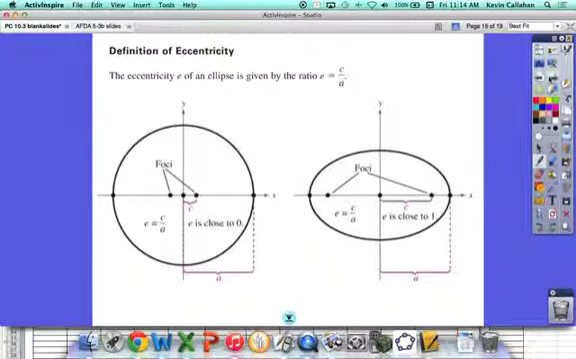Now, we could calculate the C divided by the A for the moon, the one we just did. For the moon, it would have been 21,108 divided by 384,400. And we'll see what kind of number we get for that. 0.0549. That's the eccentricity of the moon's orbit around the Earth.